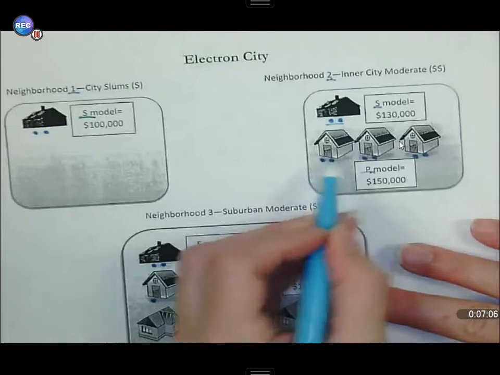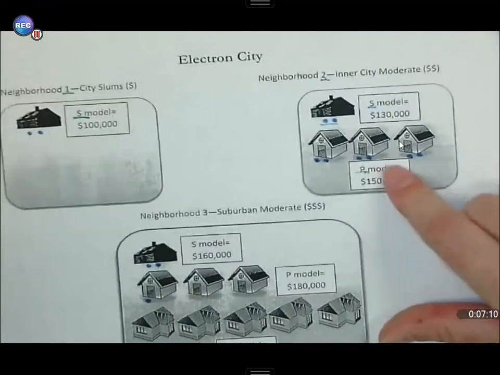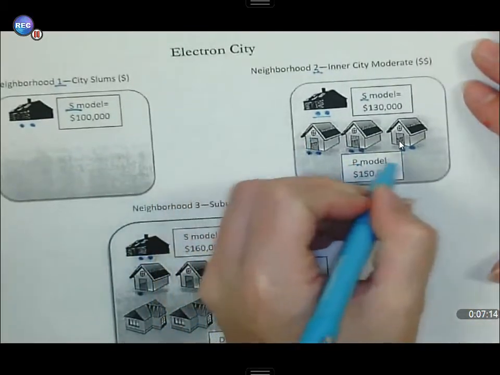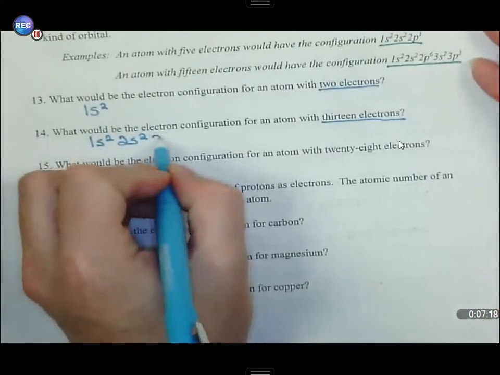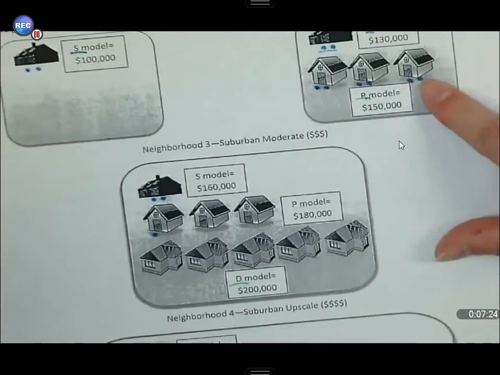So 1, 2, 3, 4, 5, 6. I know that they're in different houses, but they're all grouped together in this model. So it'd be 2p, and then there's 6 electrons in all of those houses. So it's going to be 2p6. Okay, so 2p6, we're done with that.